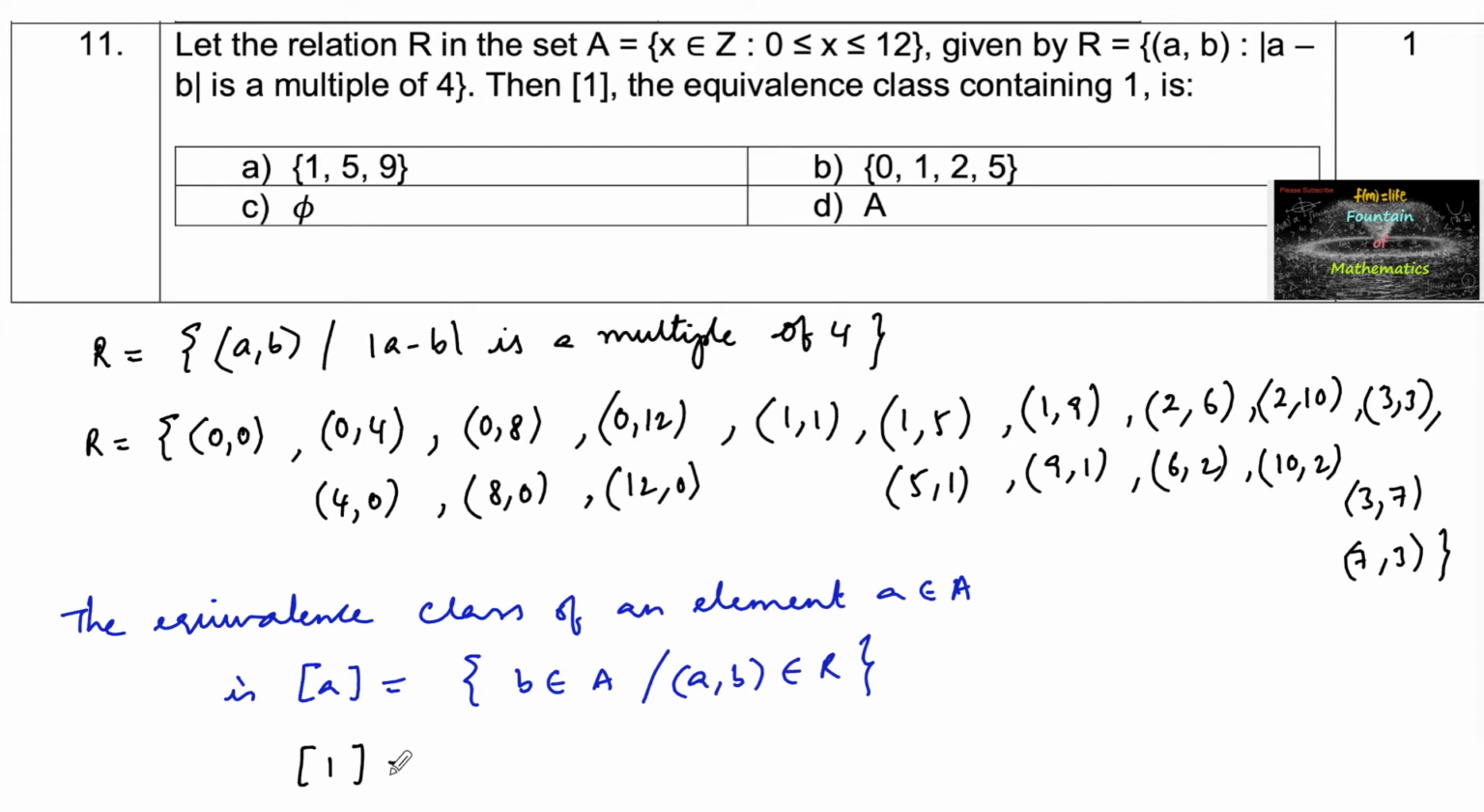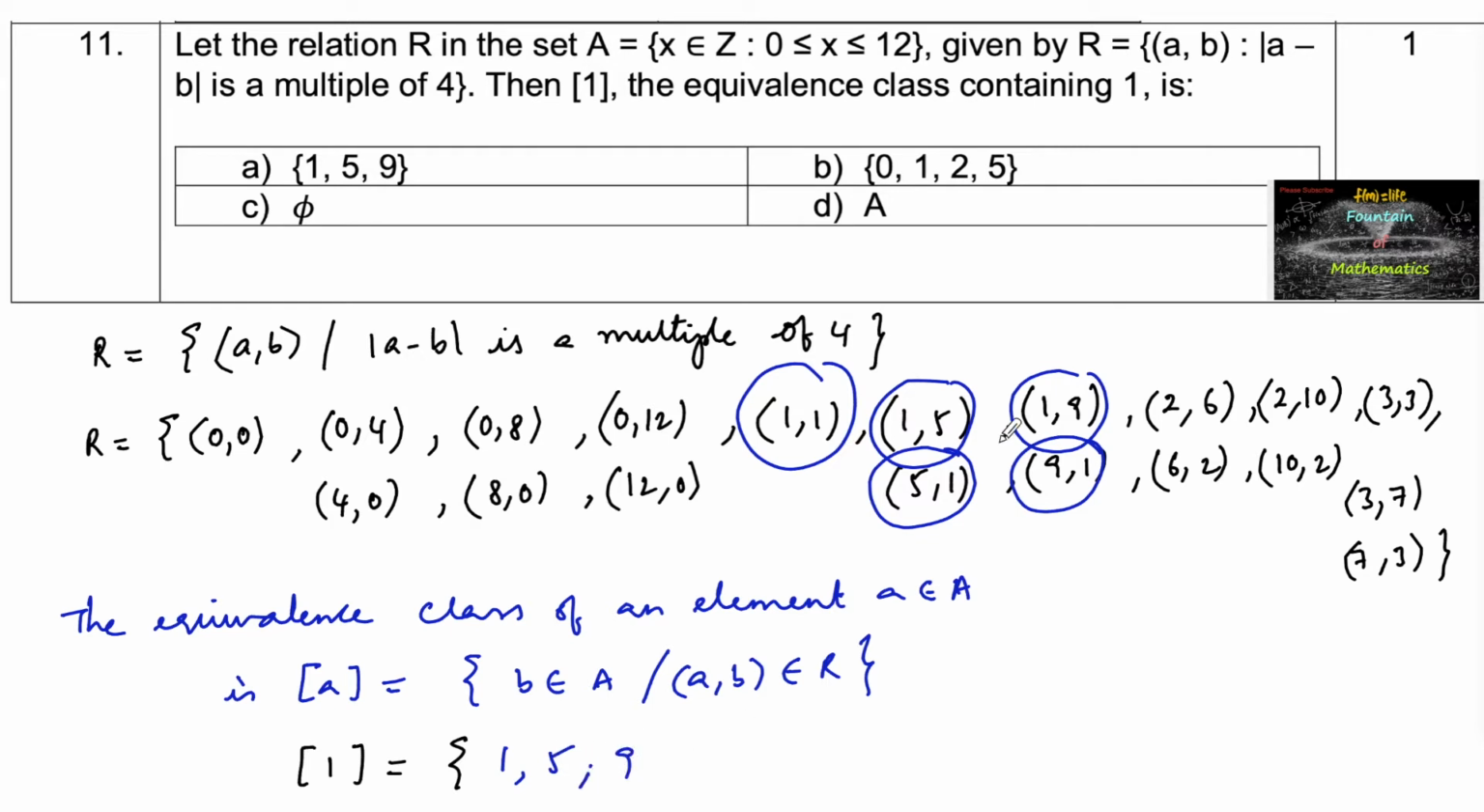So the equivalence class of 1: we can collect 1 comma 1, 1 comma 5 and 5 comma 1, 1 comma 9 and 9 comma 1. So we can consider the elements 1, 5 and 9. These are the elements belonging to the set A which are related to the element 1. So 1, 5, 9 will be the equivalence class containing 1. So option 1 is the answer.